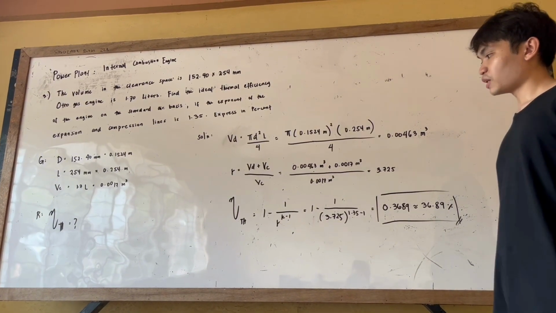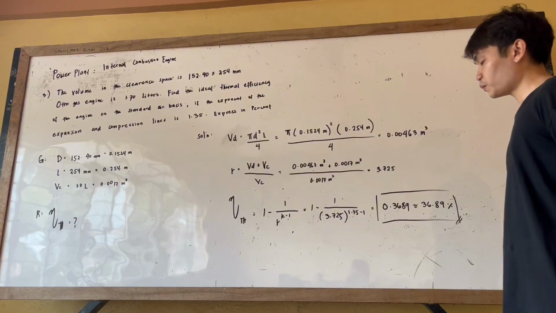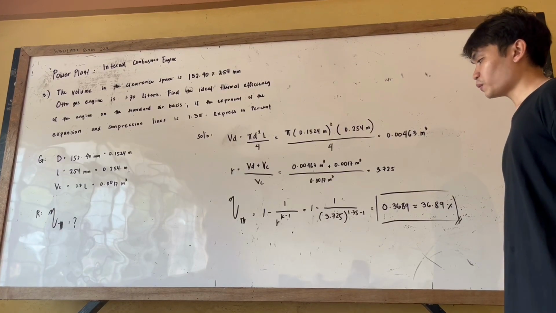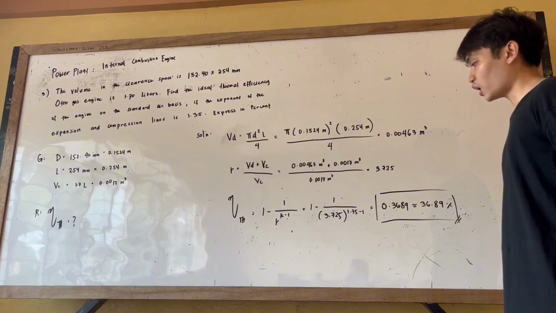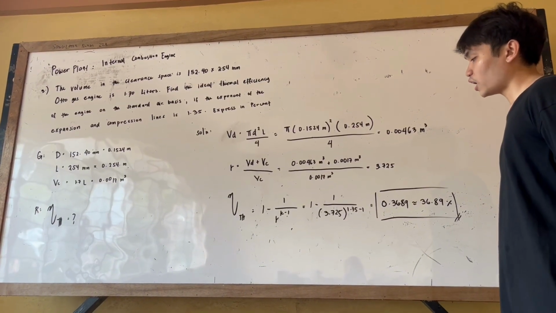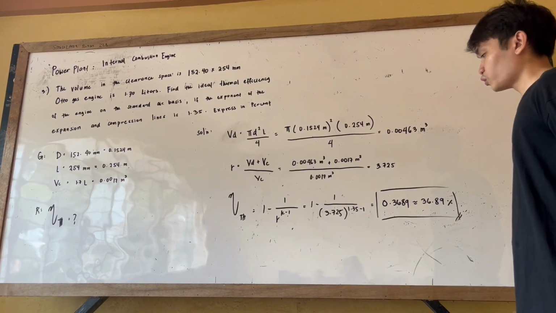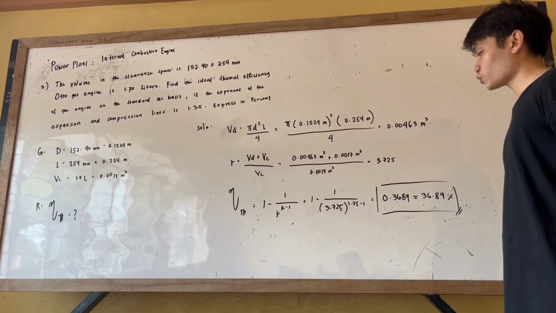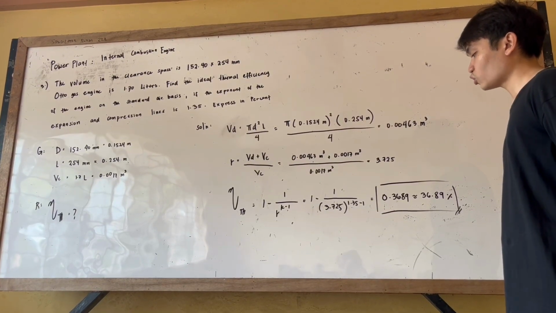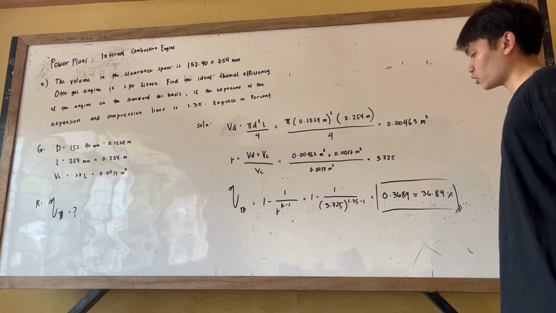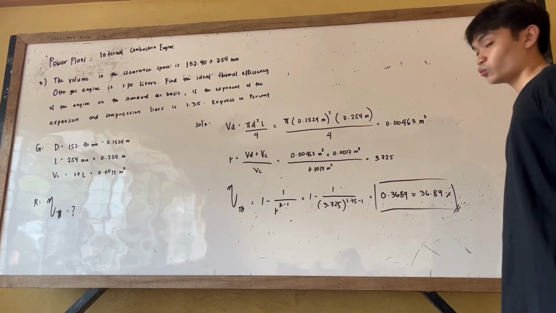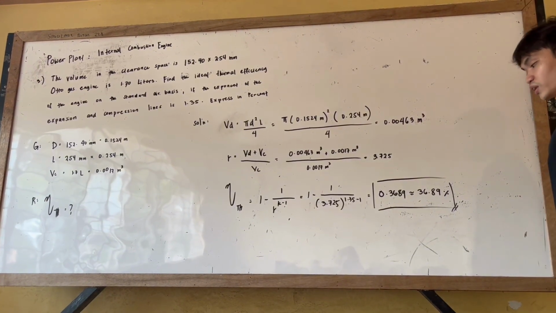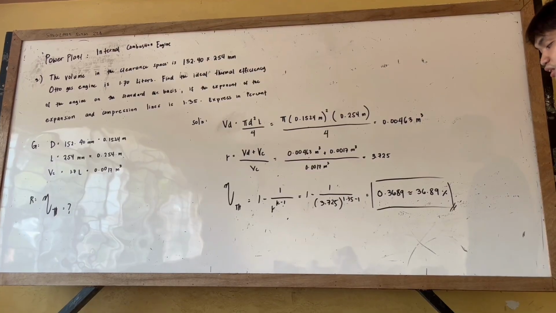Then to get the thermal efficiency, we have thermal efficiency is equal to 1 minus 1 over r to the power of k minus 1, and now we'll plug in directly the values, which is 1 minus 1 over 3.725 to the power of 1.35 minus 1, which will result in 0.3689 or 36.89%.